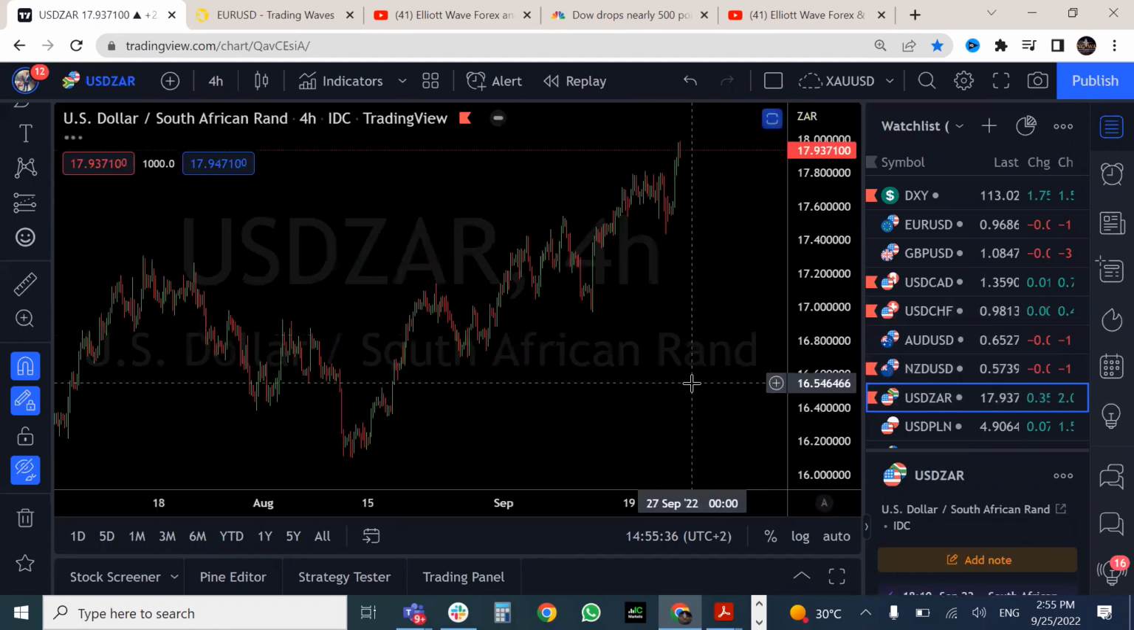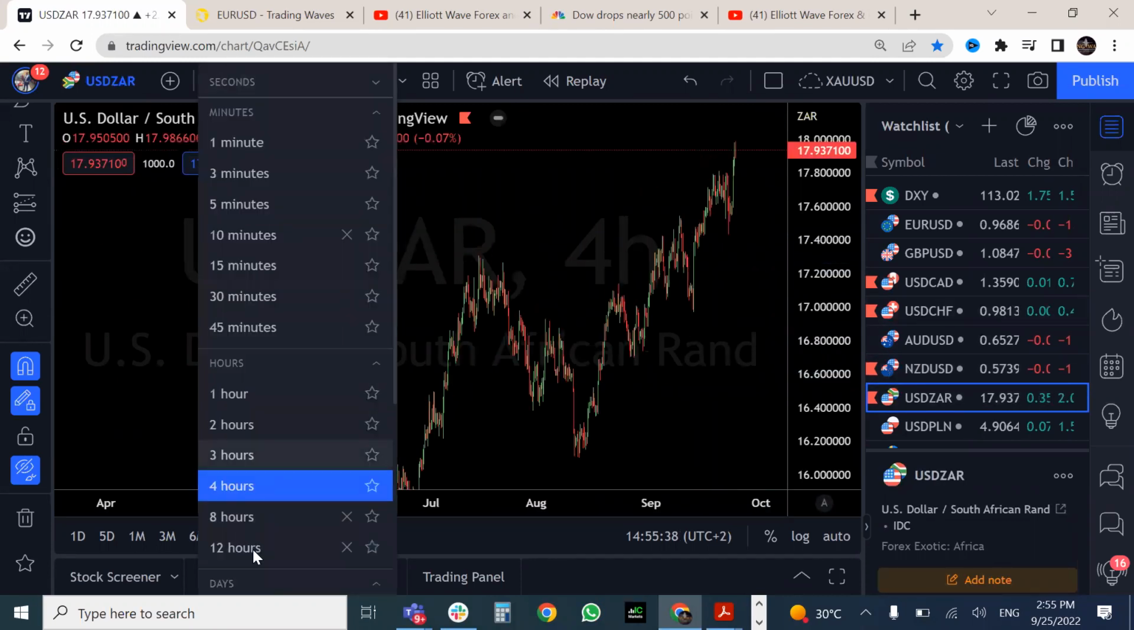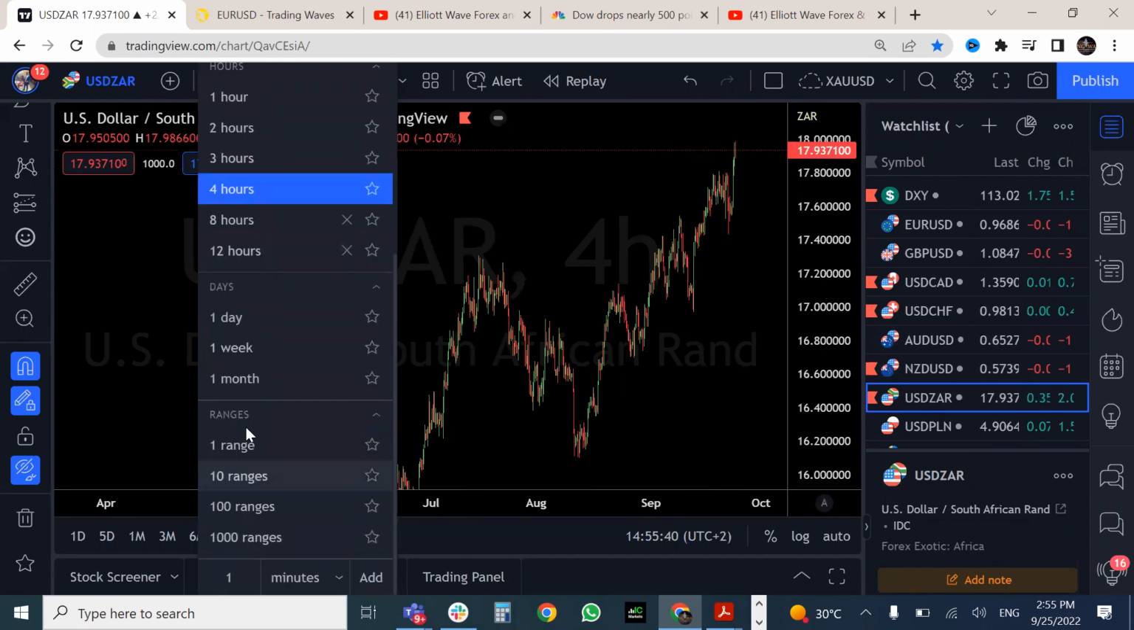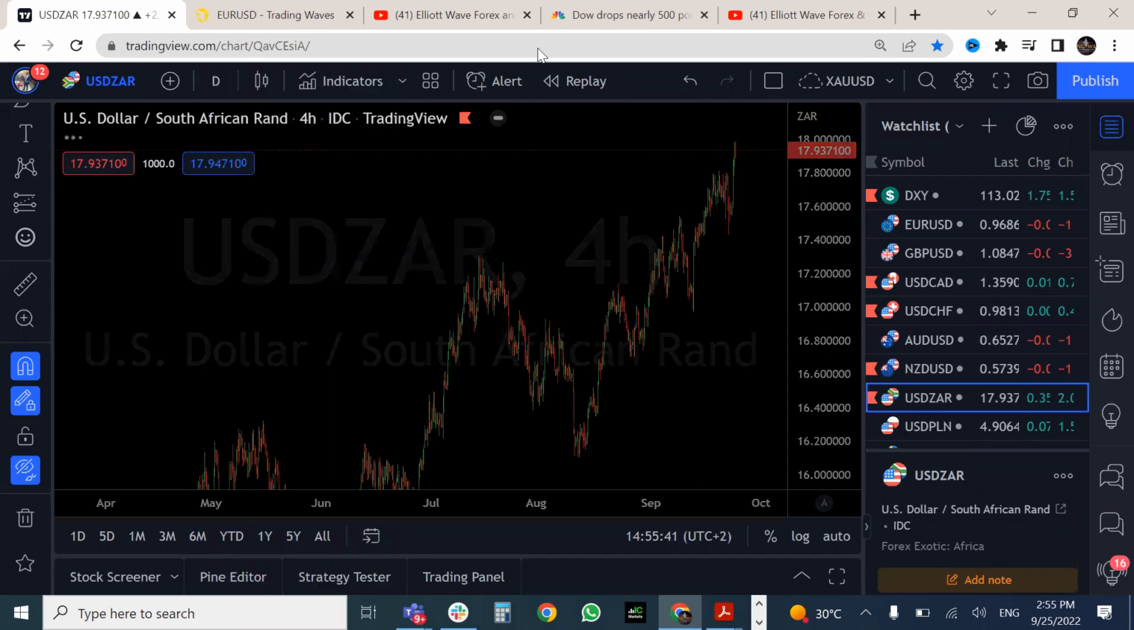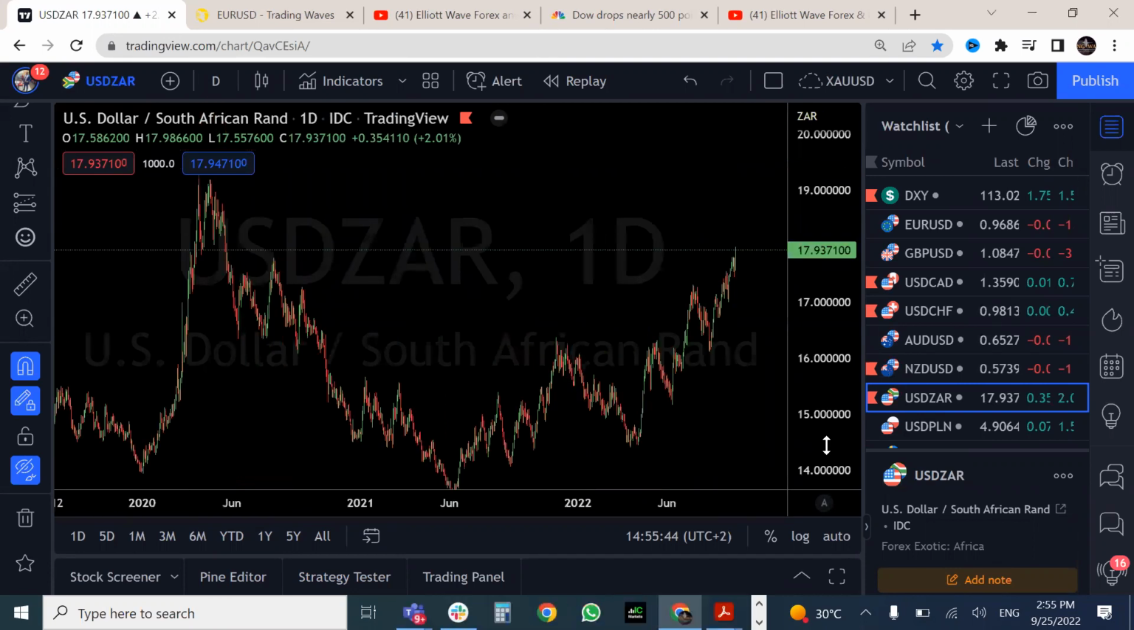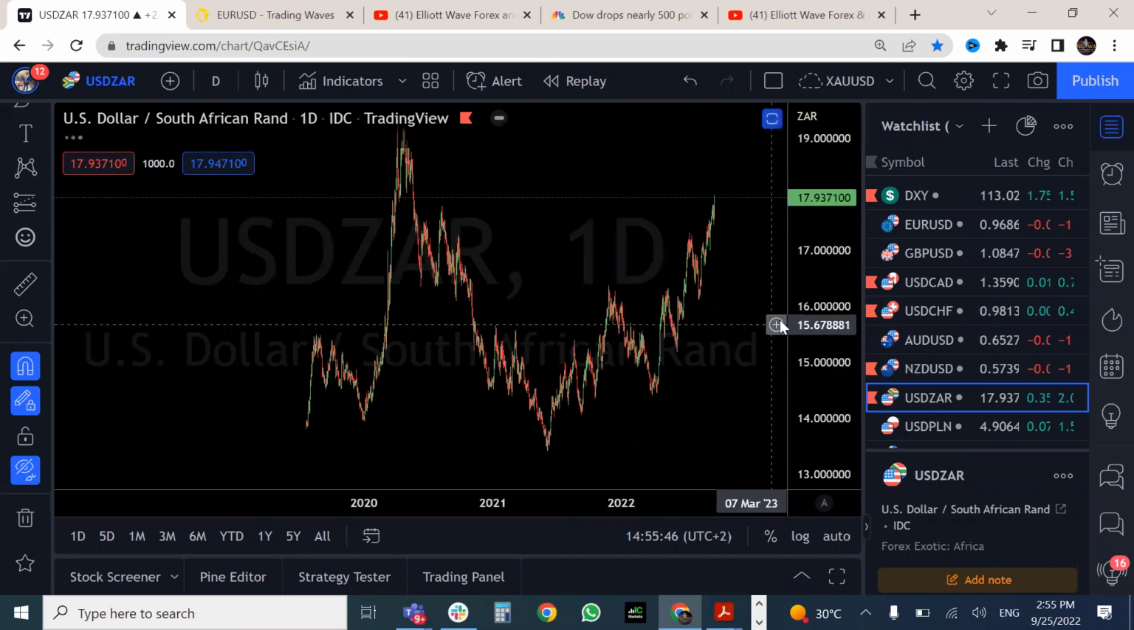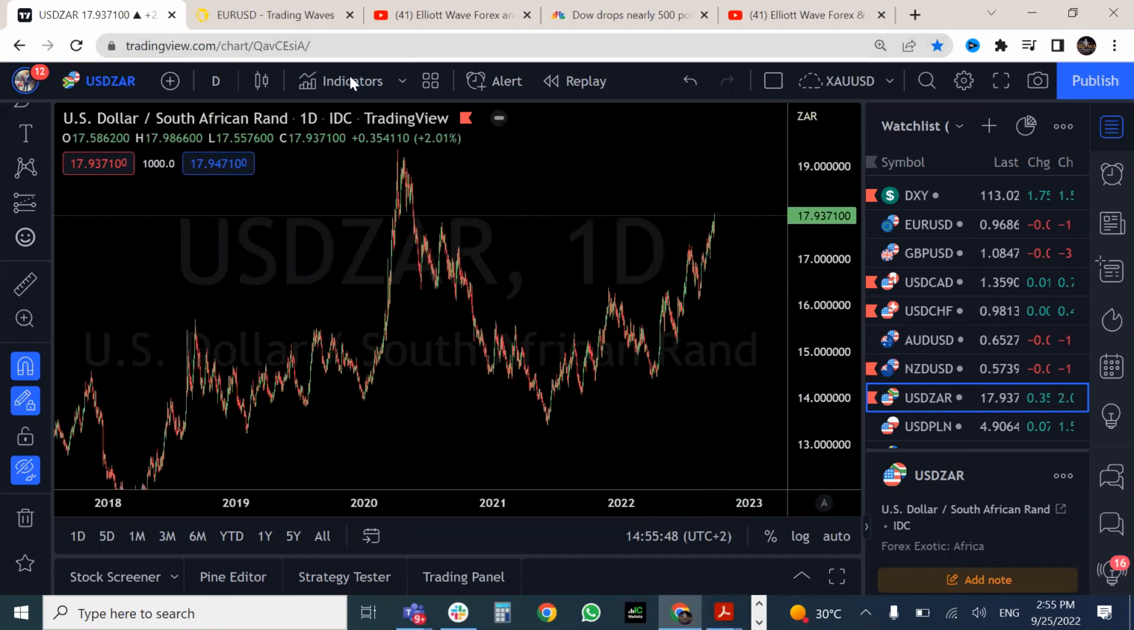US dollar ZAR continues to push to the upside, but looks like it's at a critical level here now. If I just go to the daily chart, let's have a look at the daily chart on US dollar ZAR. Is this the end of the move as far as US dollar ZAR is concerned? Because what we have here is 1, 2, 3, and we've got internal structures, 1, 2, 3, 1, 2, 3, and then you've got here 1, 2, 3.